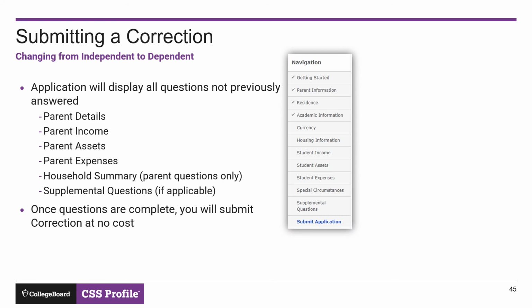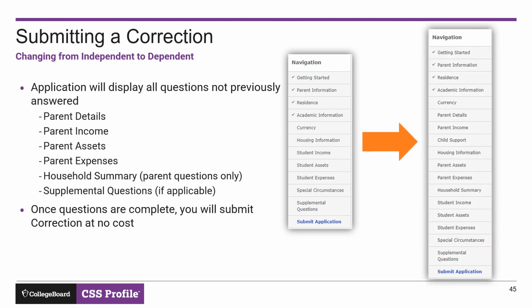The navigation bar on the left will open the parent sections not previously completed, such as the parent details, child support, parent assets, and so on. As a reminder, you will not be able to click on or update the student information previously submitted on your original application. Once all of the questions have been answered, you submit the application similar to the steps for submitting the first application.